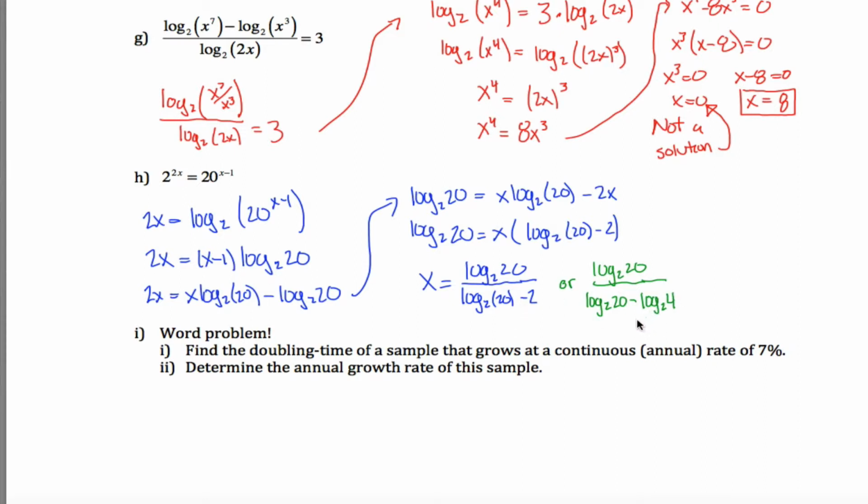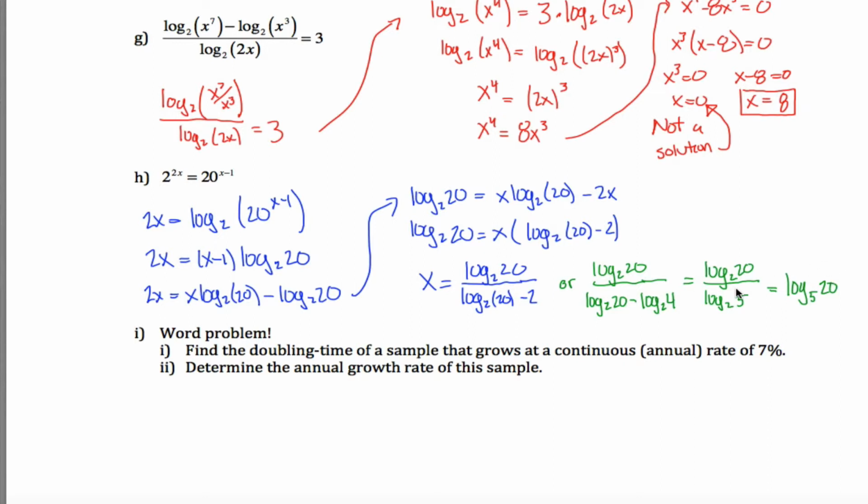And if you'll buy that, then what I can do is apply my third log rule to say that log base 2 of 20 minus log base 2 of 4 is the log base 2 of 20 divided by 4. But 20 divided by 4 is just 5. So I got log base 2 of 20 divided by log base 2 of 5. I could use the change of base formula, kind of in reverse, if I wanted to say that this is just the log base 5 of 20.